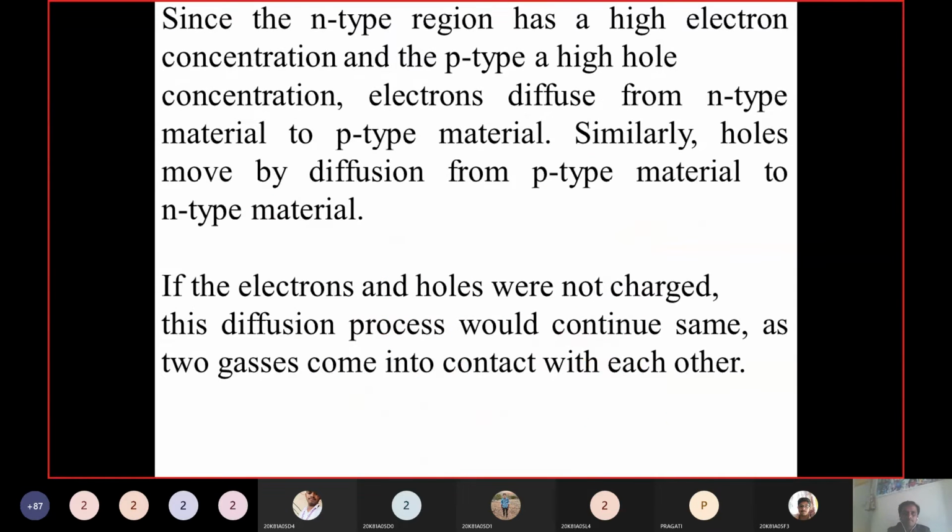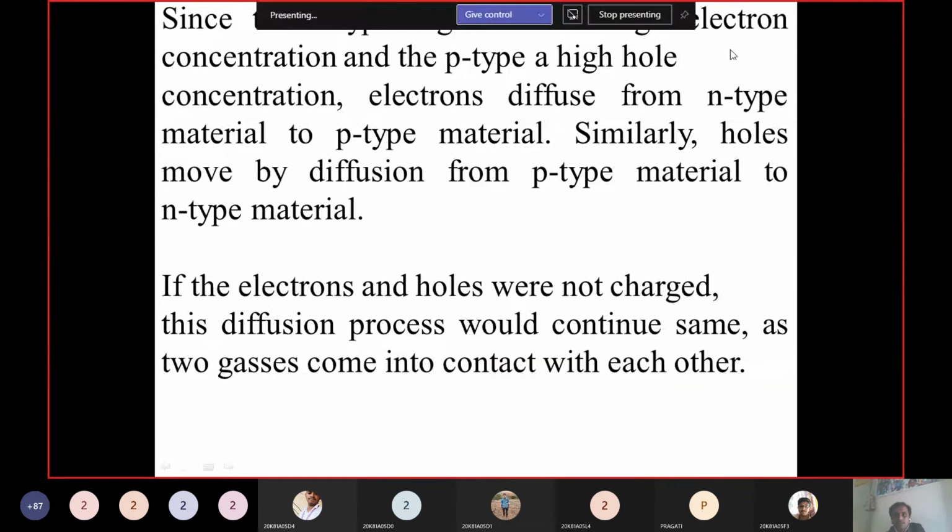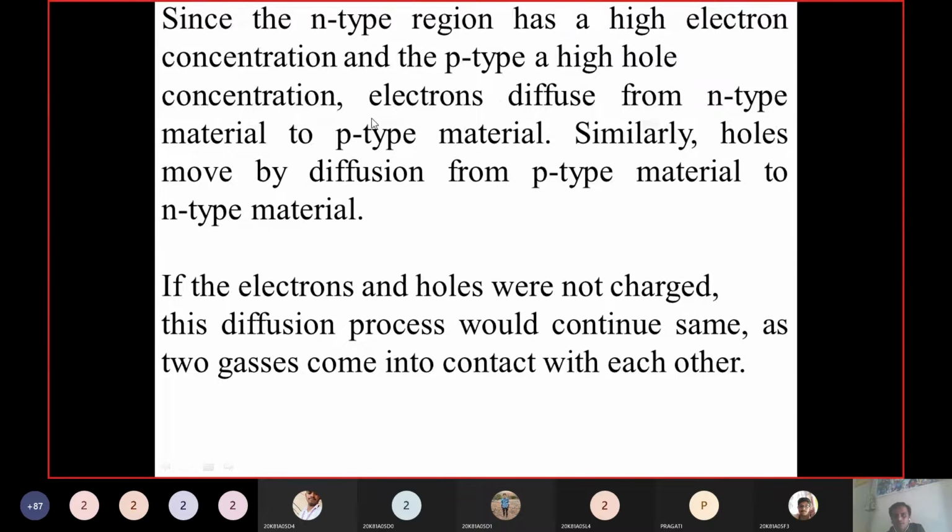See here, one more time I will repeat. Since the N type region has a high concentration of electrons, and the P type has a high concentration of holes, electrons diffuse from N type material to P type material. Similarly, holes diffuse from P type material to N type material. If the electrons and holes were not charged, this diffusion process would continue, the same as two gases coming into contact with each other.